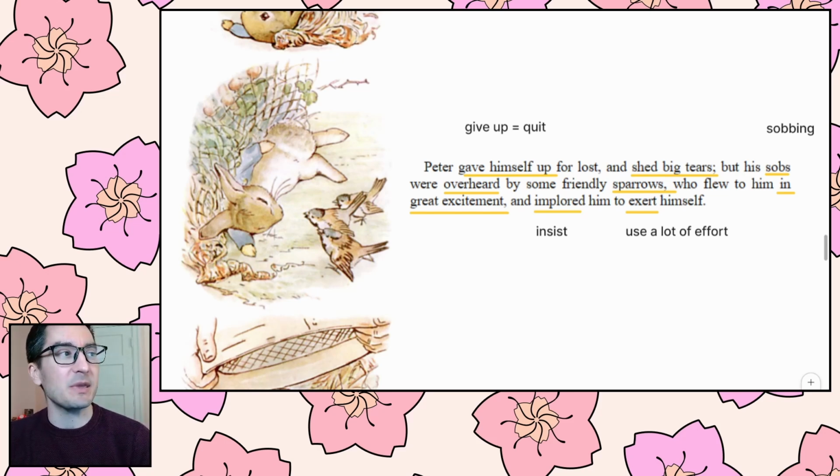This word could be used at your office. Let's say someone's being a little bit lazy and they're relaxing at work. And then the boss tells them to exert themselves. It's like, okay, you're too relaxed.